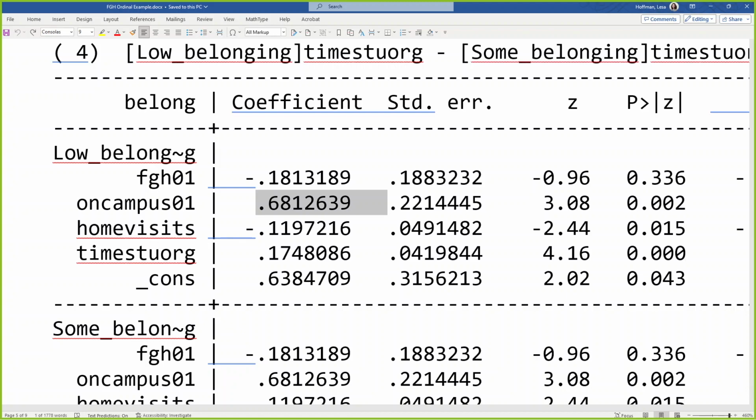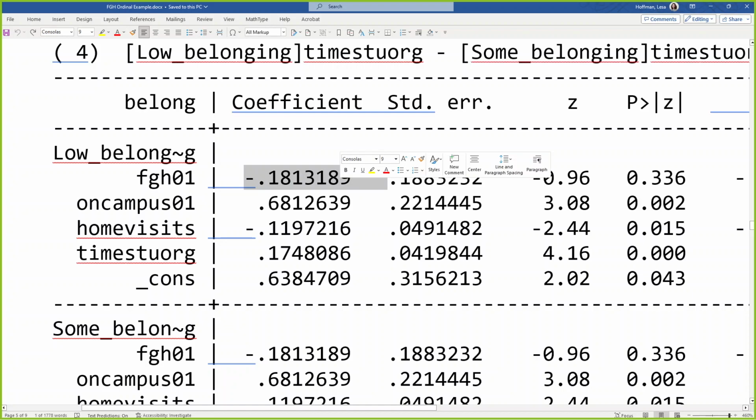Do I have a volunteer to practice? Yeah? Can you repeat how you interpreted the first one? Absolutely, yes. So someone asked in the room to repeat the interpretation of the first one. So compared to folks who are not in first gen Hawks, those who are in first gen Hawks, when predicting greater than low belonging, their expected logit goes down by 0.18.